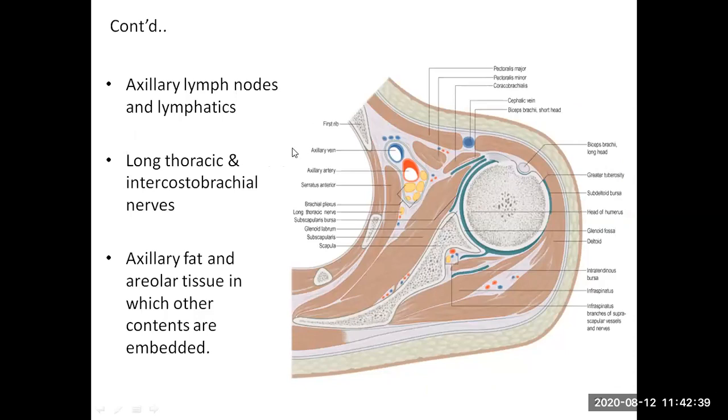Are you clear? And lymphatics, axillary lymph nodes and lymphatics. Long thoracic and intercostobrachial nerves: here you can see the long thoracic nerve and intercostobrachial nerve. They also pass through this axilla. These nerves are also from the brachial plexus, but they are arising from the roots themselves.